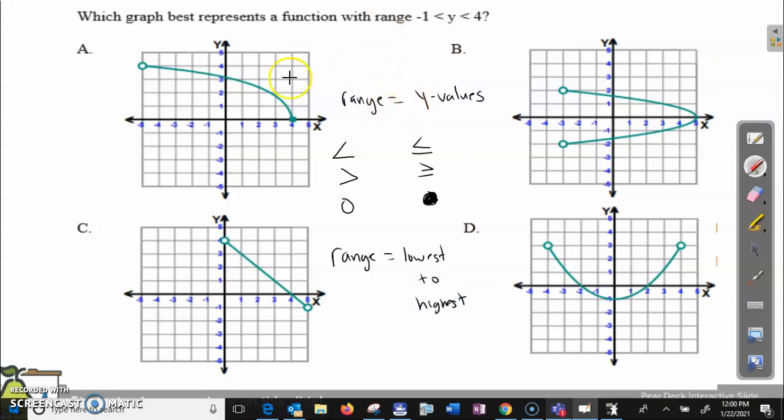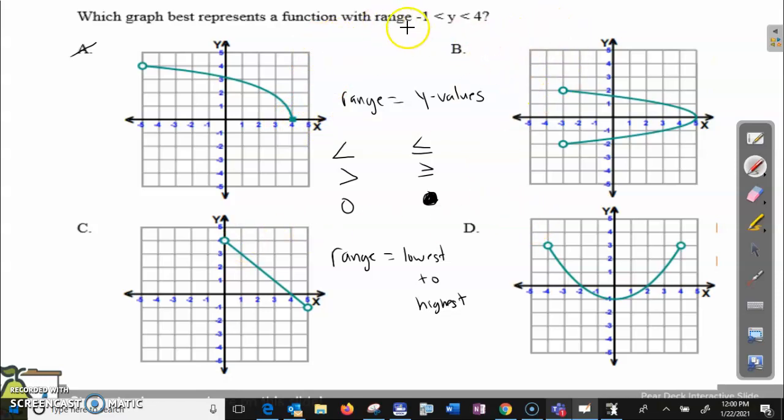So let's go ahead and eliminate some questions. First we notice that both of these are less thans. That means you are dealing with an open circle. If you look at A, you have a closed circle, that's not the answer. B, they're both open. C, they're both open. D, they're both open. So let's go ahead and continue. Now we're left with B, C, and D.